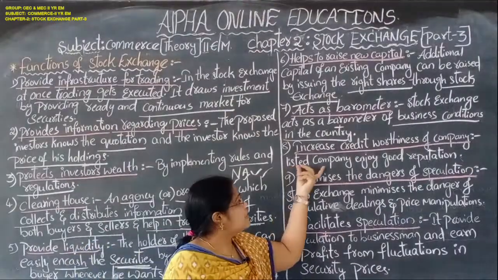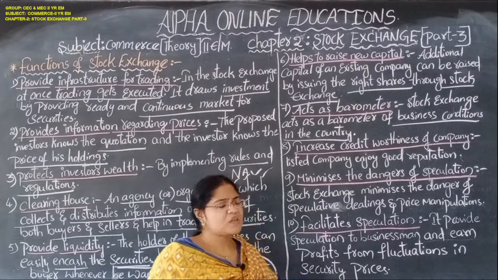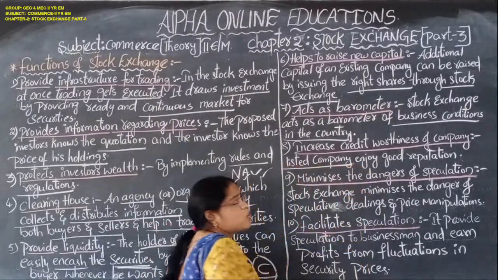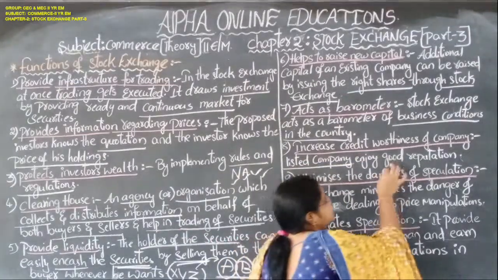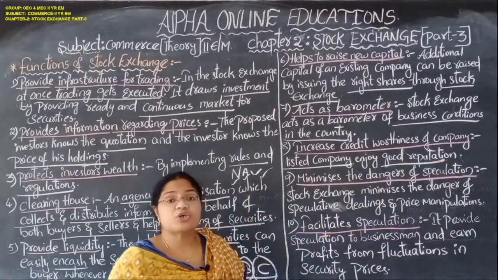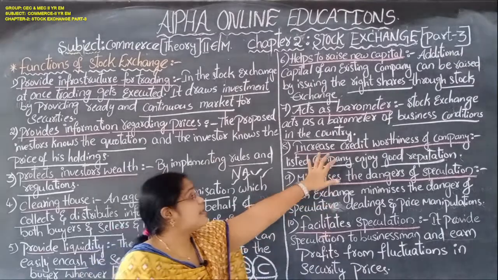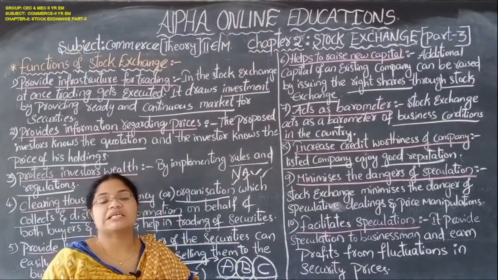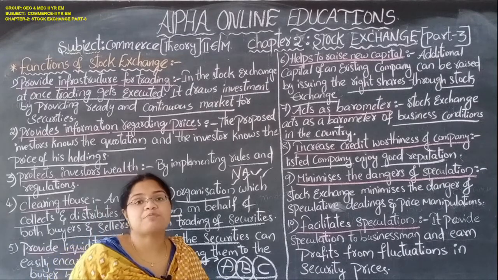So the listed companies, what I am saying here, the companies which are listed, those enjoy the good reputation. Means those enjoy the good reputation and they can raise the good credit. Means good capital they can raise from the stock market. It is a plus point for them.